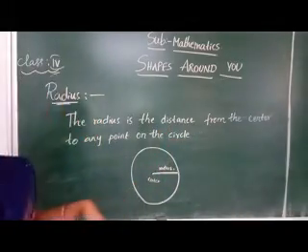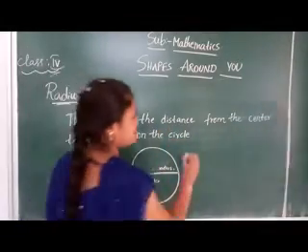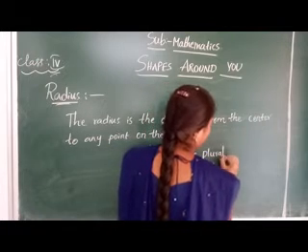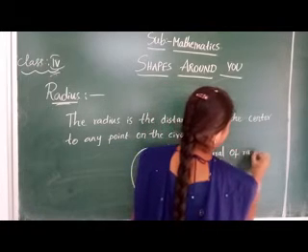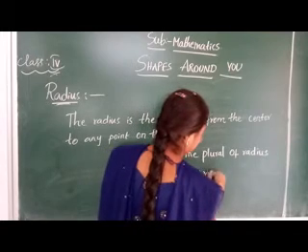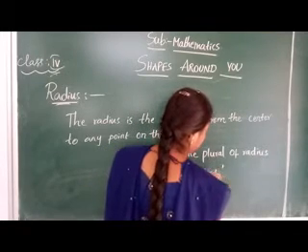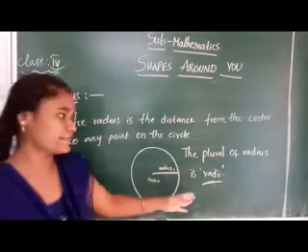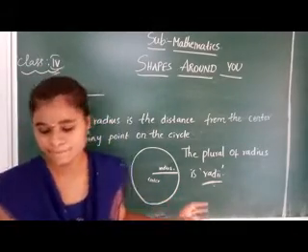Okay? So the plural of radius is radii. What is the plural of radius? Radii.